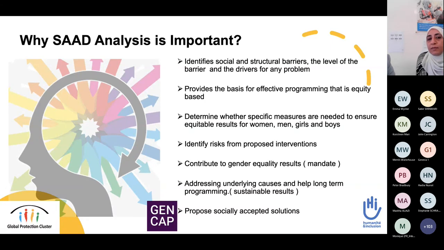Moreover, for example, some boys and girls go to seek recycling materials to sell for surviving, and they are attacked by landmines. So we need to understand where exactly the problem is in order to respond. It helps in providing effective and efficient resilience programming that is built on equality and equity. Determine whether specific measures are needed to ensure equitable results for women and girls.